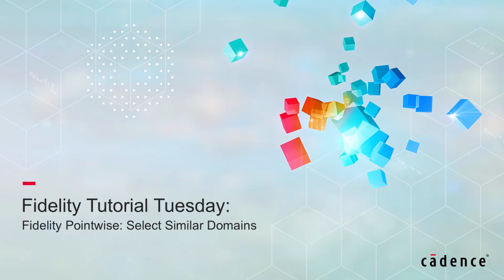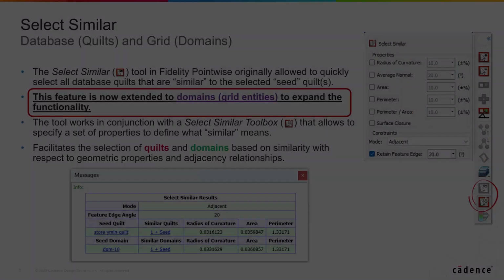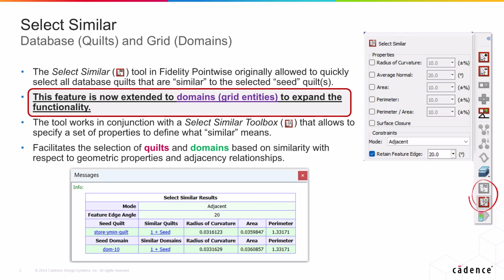Today, we're going to talk about the Select Similar tools in Fidelity Pointwise and discuss how their functionalities have been extended to domains or surface grid entities. The Select Similar tool in Fidelity Pointwise is a great feature that allows the user to quickly select similar entities using a seed entity and a set of geometric properties. This feature is a real game changer when handling complex geometries with lots and lots of quilts or surface patches as the user goes through the CAD pre-processing steps before starting grid generation.